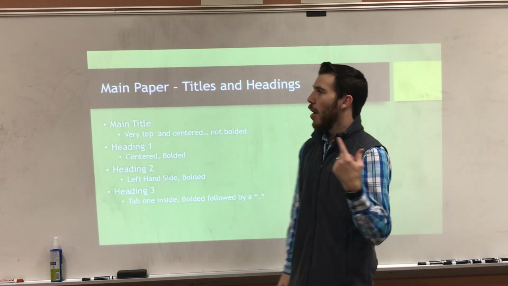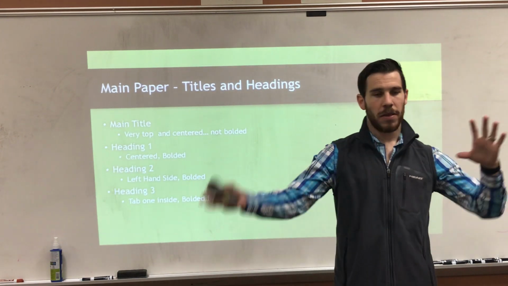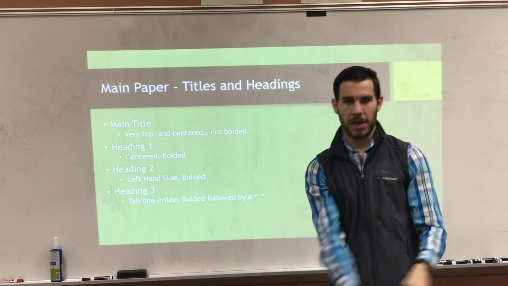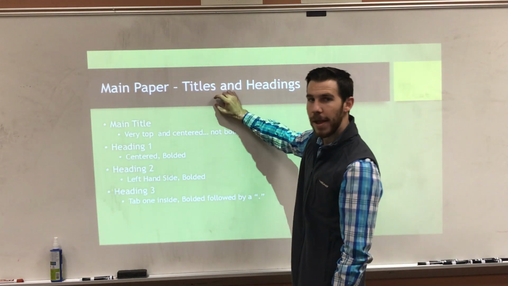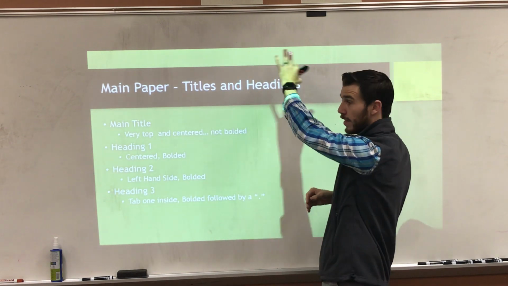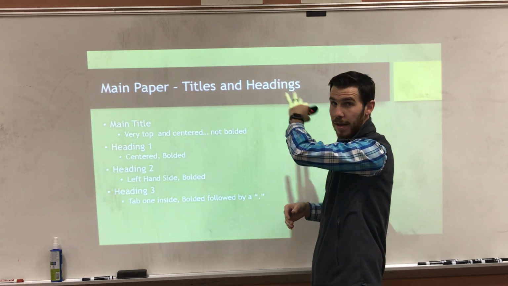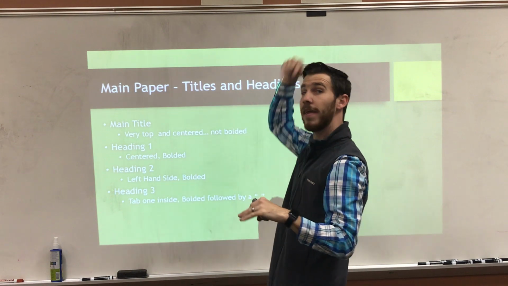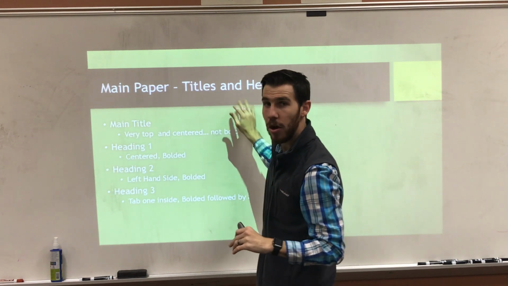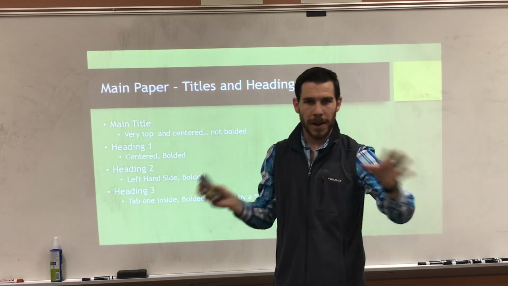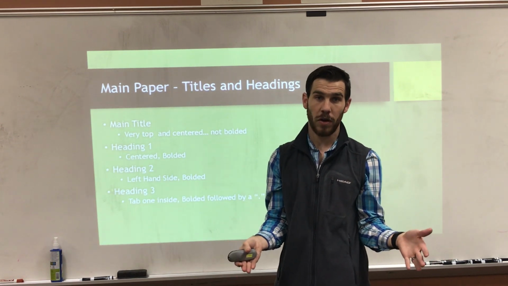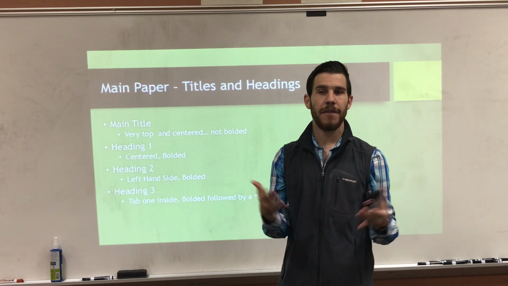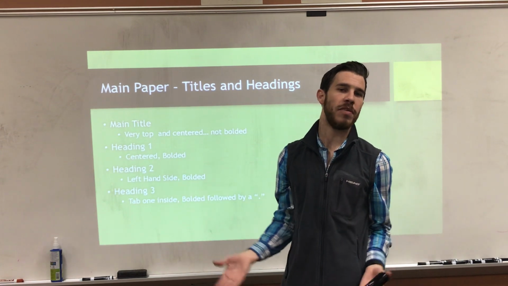Moving on. For the main paper, you will have your main title, and you'll also have subtitles, okay, and headings. You'll have your main title. It will be at the very top, center, not bolded, okay? That title will be the same title that is on your title page. You will then go and you will have the first heading. You might not use all 3 headings, but you might. If you're having a big paper, you probably will use all 3 headings. If you only have a 1-page paper, you might not use any headings, okay?